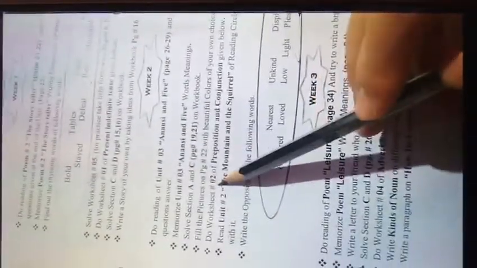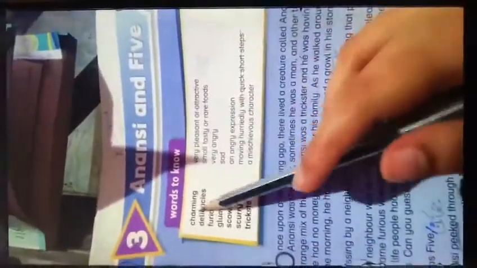Similarly, there are some tasks for week 2. You have to read unit 3. Similarly, from this book, unit number 3, page number 26, and RCN 5. You have to memorize the word meanings of these words given on your page. Then you have to read this chapter, the whole chapter. I'm showing you.